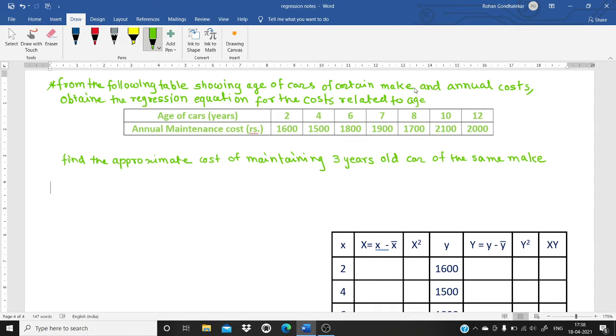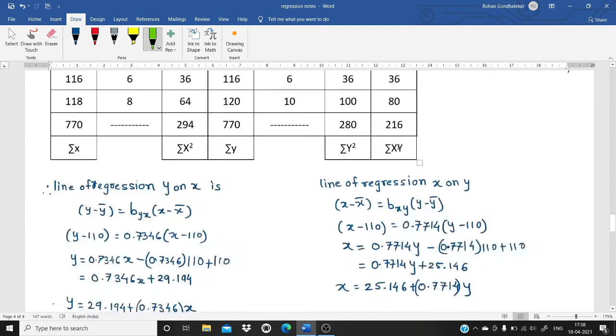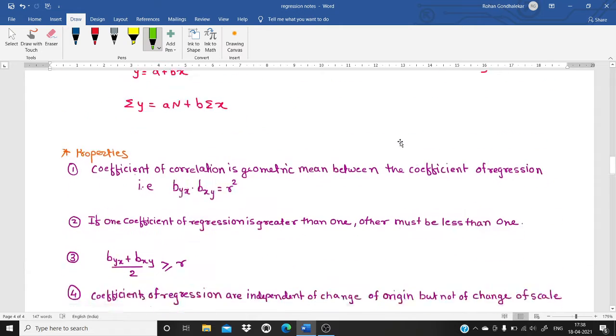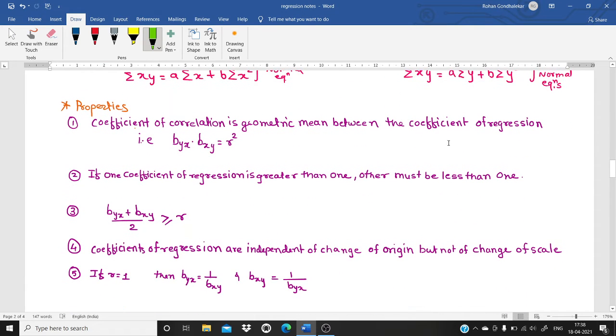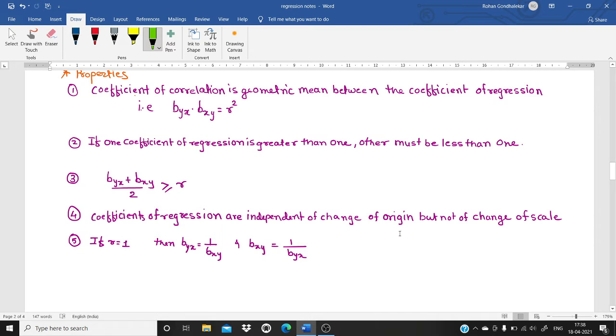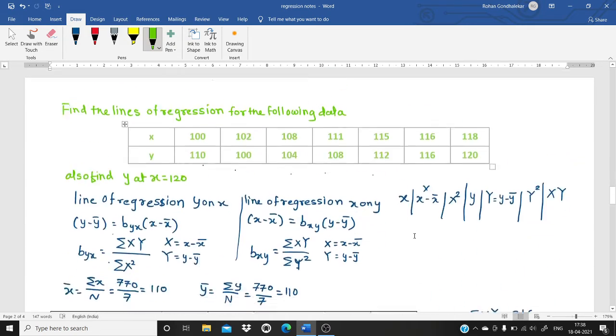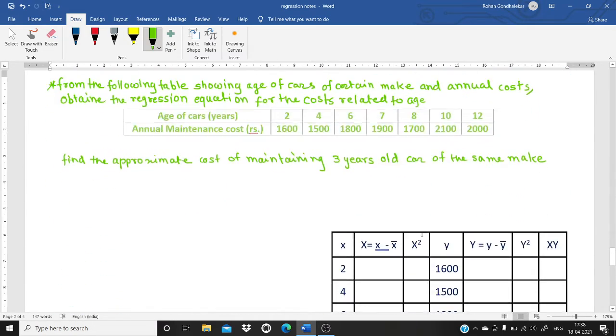The regression coefficients are independent of the shift of origin, but they are not independent of the change of scale. Just have a look at this, property number 4. Coefficients of regression are independent of change of origin, but not of change of scale. So that part we are going to discuss in this problem.